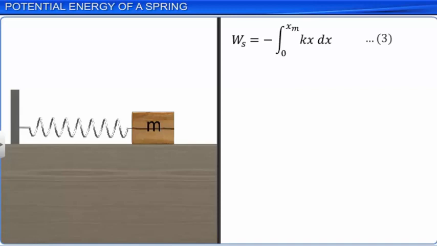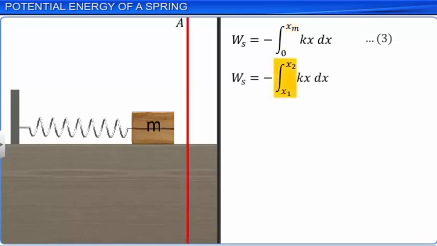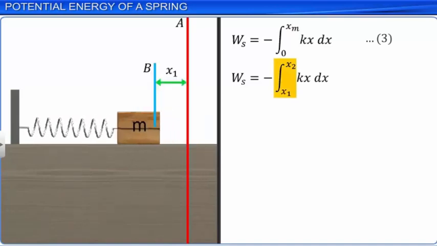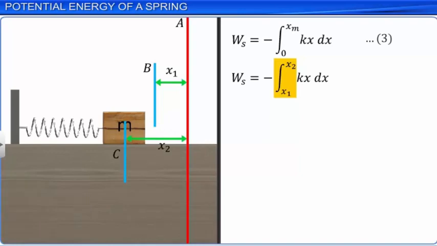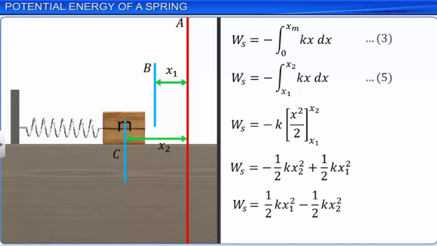In equation 3, W is equal to minus integral kx dx in the limits 0 to xm. We know that the initial displacement is 0 and the final displacement is xm. Instead, if the initial displacement is x1 and the final displacement is x2, then the work done W by the spring force would be equal to the negative of integral kx dx in the limits x1 to x2. Let this be equation 5. Then the work done by the spring force will be equal to half kx1 square minus half kx2 square. Let this be equation 6.